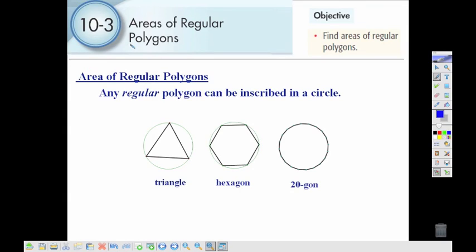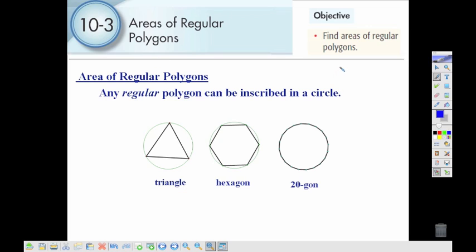In section 10.3, we're going to look at areas of regular polygons. Now this process isn't going to seem easy at first, but there are a few basic steps that we're going to follow with these. We do have a formula, but to plug the values into the formula, you're going to have to do some work to find the values that you need. And so there's some things that we'll have to understand about these.